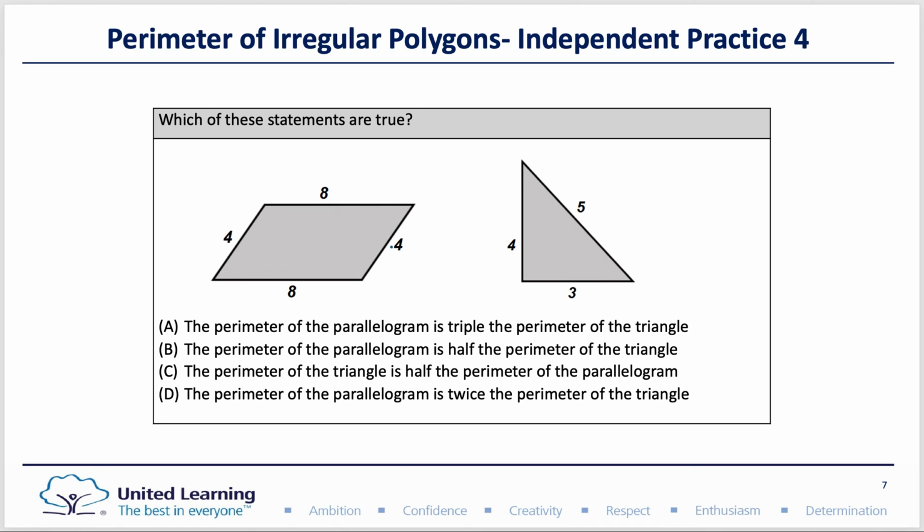The perimeter of the parallelogram is triple the perimeter of the triangle. The perimeter of the parallelogram is half the perimeter of the triangle. The perimeter of the triangle is half the perimeter of the parallelogram. Or the perimeter of the parallelogram is twice the perimeter of the triangle. Let's see if you can find the correct one. And again, once you have it, go back to Firefly and make sure you select the correct multiple choice answer.